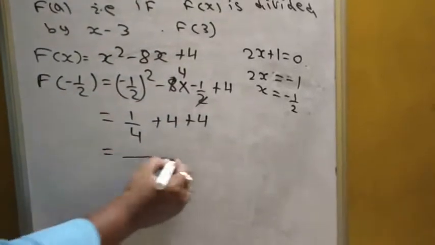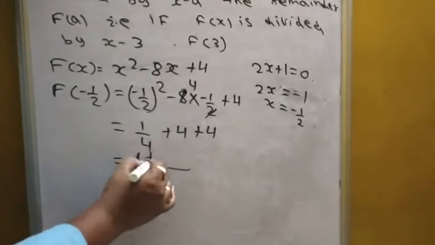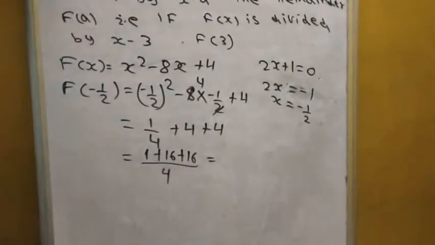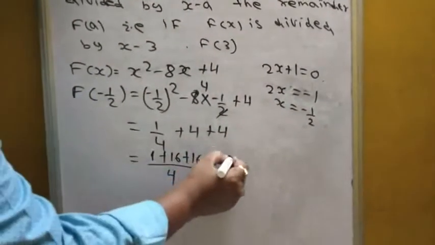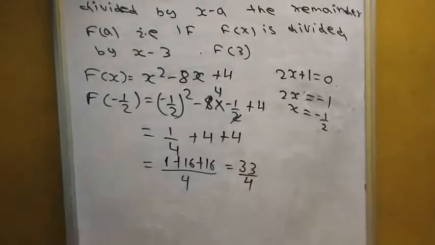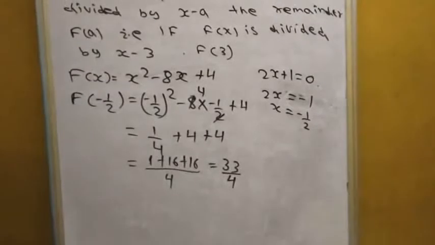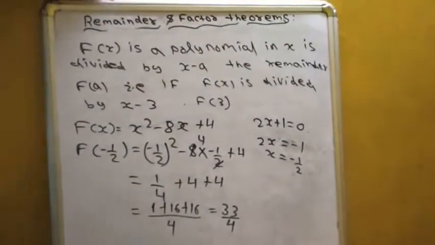So how much? 4 taken as the LCM. 1 plus 16 divided by... 16 plus 16 equal to 32, plus 1 gives 33, divided by 4. So the remainder equals how much? 33 by 4. Clear? Next he will ask you something a little bit tougher.